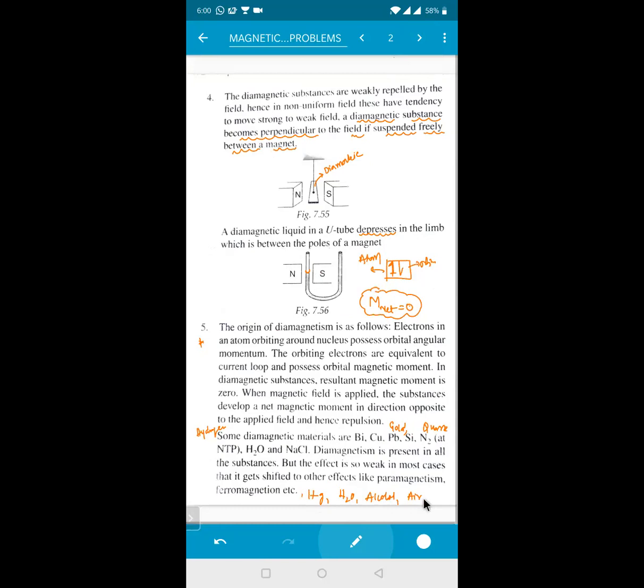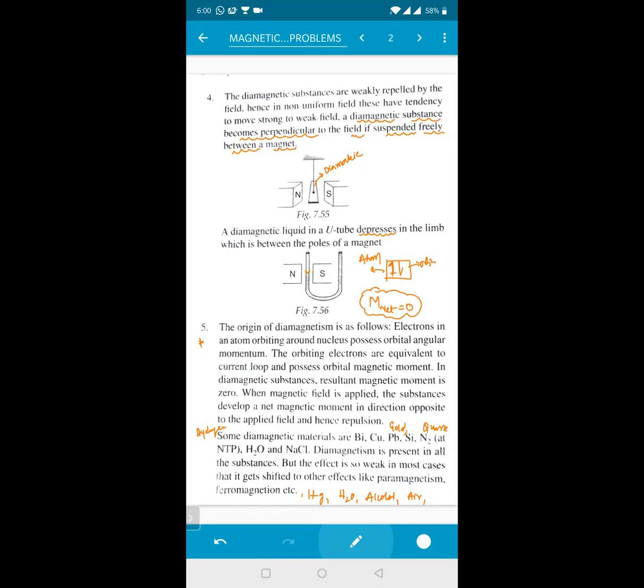Mercury, water, alcohol, air. The diamagnetic effect is present in all substances, but it is so weak that in most cases it gets overshadowed by the paramagnetic and ferromagnetic effects. Almost all matter possesses a diamagnetic part.